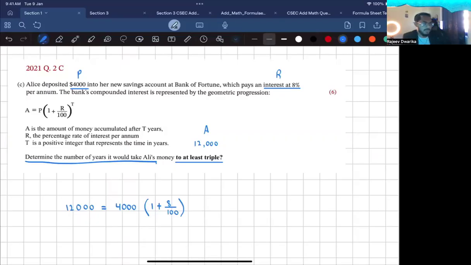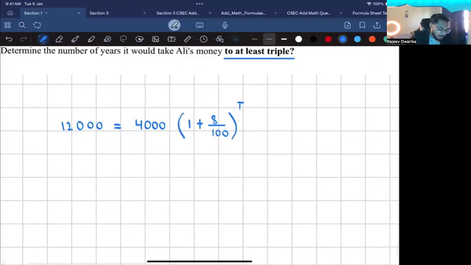In that question, what do they want us to find? Determine the number of years. A number of years would be time, right? Yeah. So time is unknown. That's the only thing we don't know. So before we do anything, let's look to simplify.